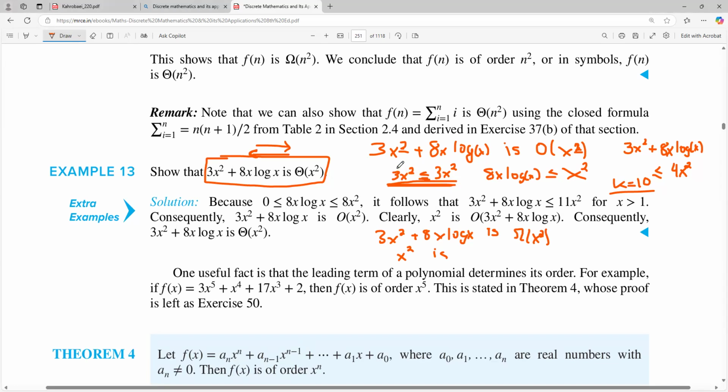3x squared is less than or equal to 3x squared. It's like f of x. It's like, is 1 less than or equal to 1? Yeah, because they're the same thing. No, it's less than or equal to.